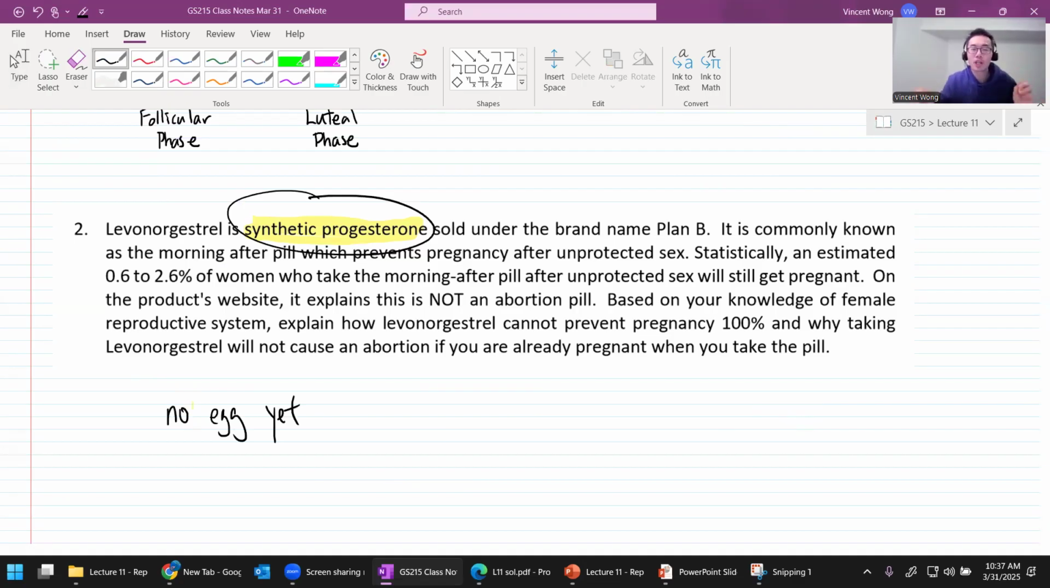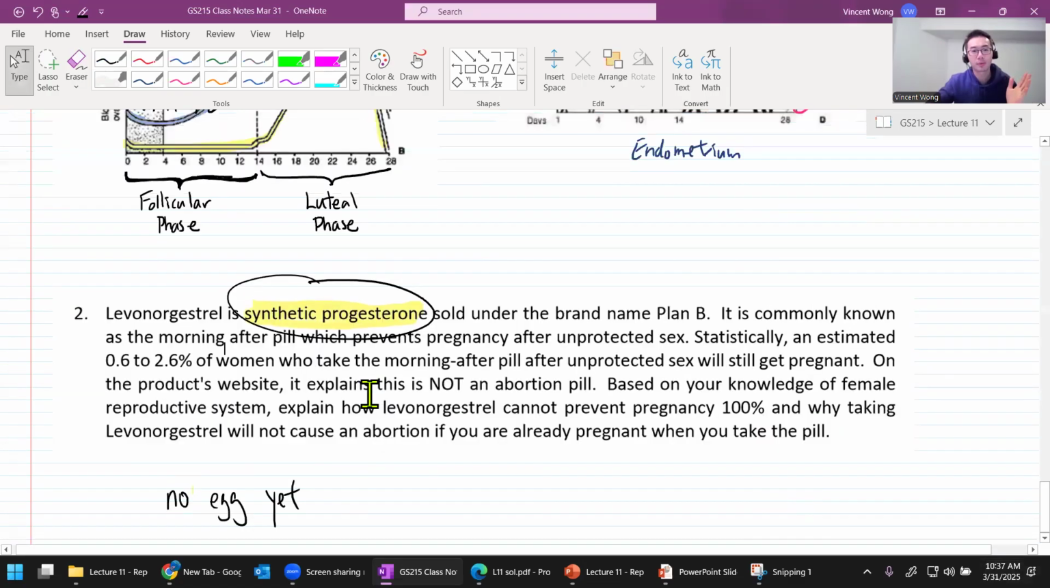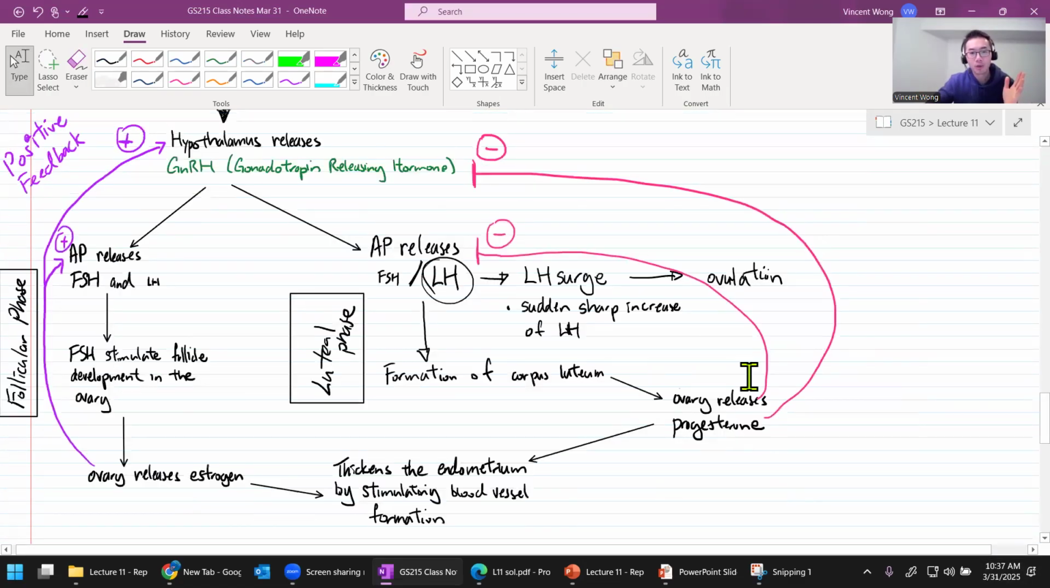What does progesterone do? Let's think back to our flow chart. Progesterone will inhibit the anterior pituitary from releasing FSH and LH. It will inhibit the hypothalamus from releasing GnRH. So at the moment you take the drug, if you haven't ovulated yet, the progesterone will stop and prevent ovulation through negative feedback.